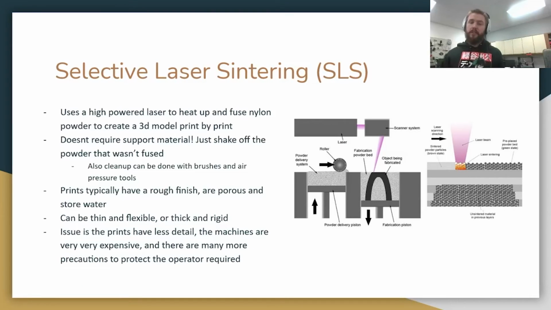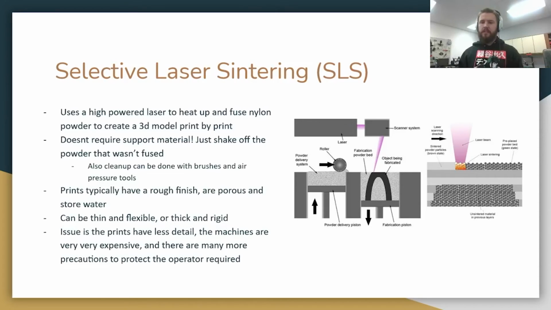All right, selective laser sintering. I like this one because it's a different take on 3D printing. Instead of fusing hot liquid plastic and just shooting it out onto the board or using light to harden resin, this uses a laser to heat up powder. Typically nylon, could also be metal. And this type of 3D printing actually doesn't require support material.